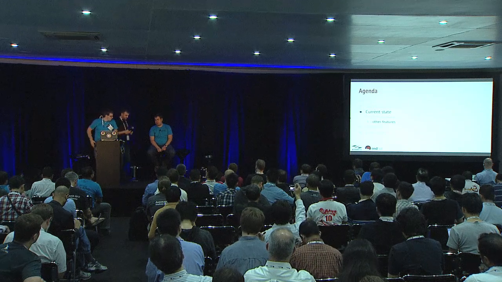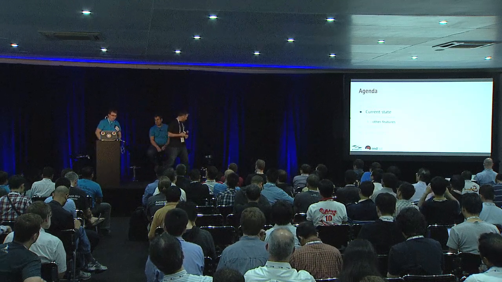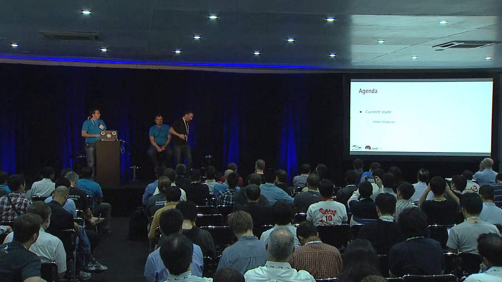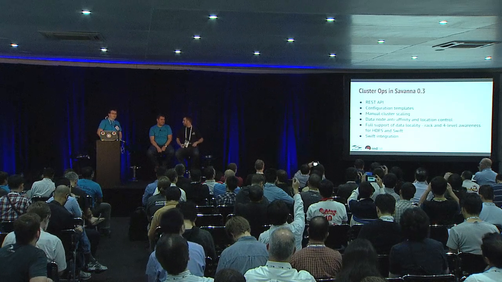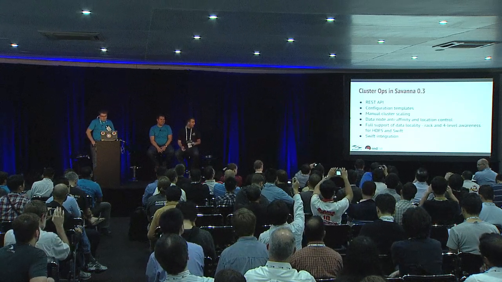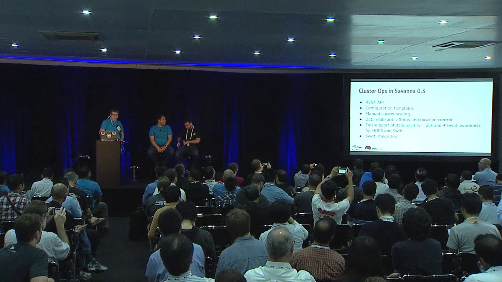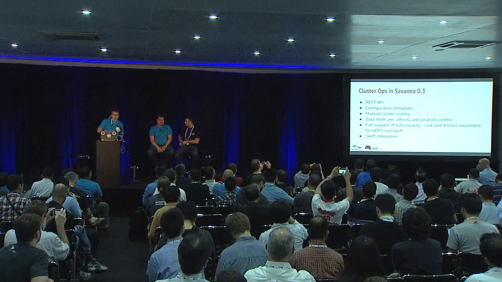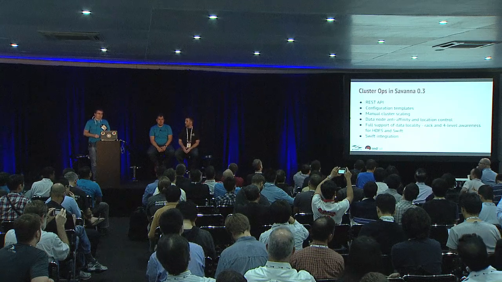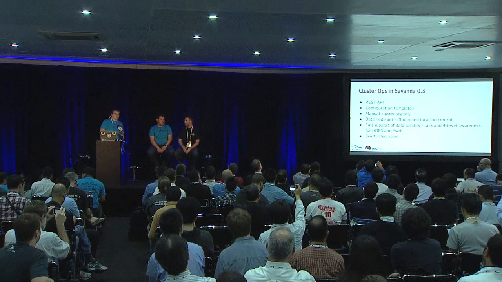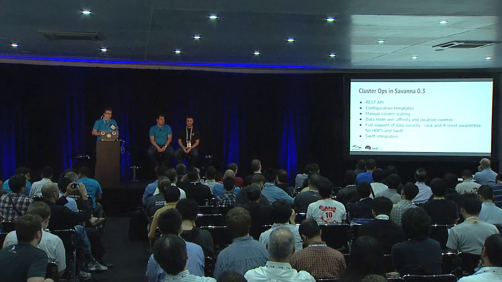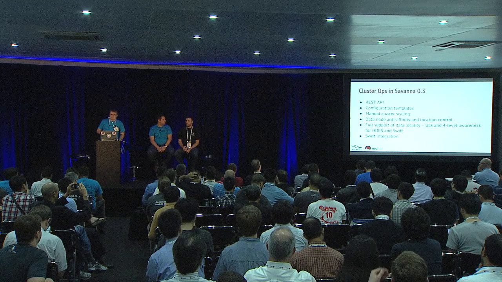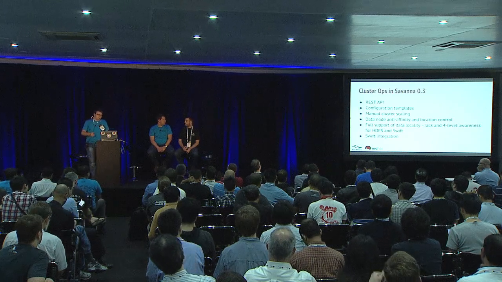Okay, thank you, Matt. Let's take a look at the current state in terms of non-EDP features, I mean cluster ops. We have a REST API that provides the ability to create clusters in one click using pre-configured templates. We have two types of templates, for node groups and for clusters, where you can specify different Hadoop configurations and some OpenStack related configurations like flavors, Cinder volumes, network configuration, etc.